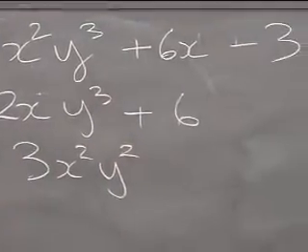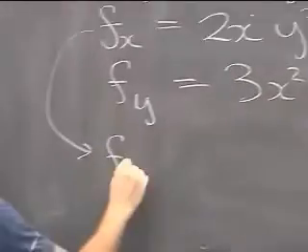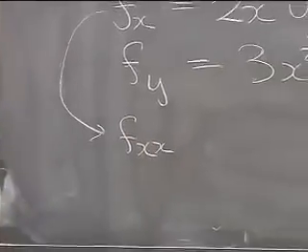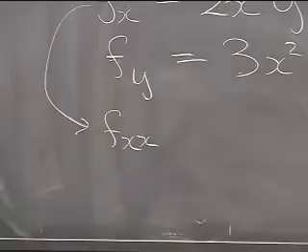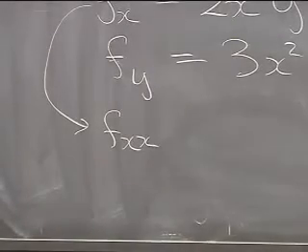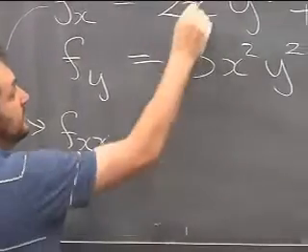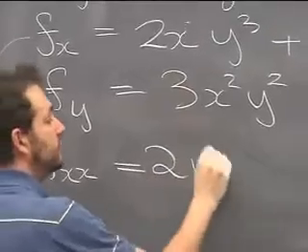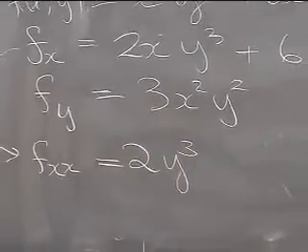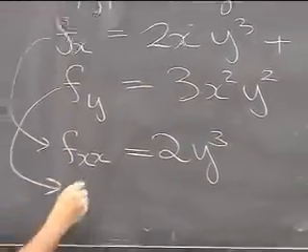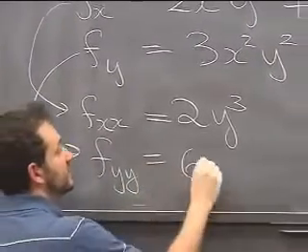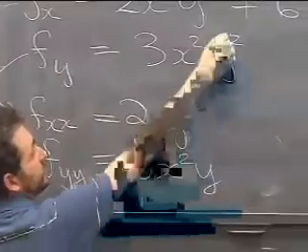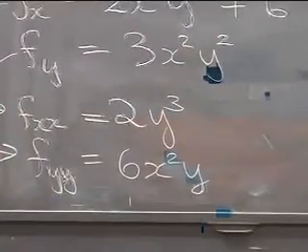How about the second partial derivative with respect to x? Well, again, you take this and you treat y as a constant and differentiate again. So the derivative there would be 2y cubed. Whereas if I took this one and differentiated with respect to y again, I get 6x squared y. The derivative of y squared is 2y.